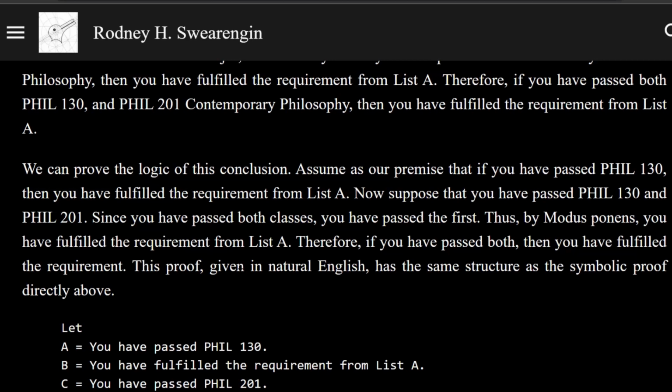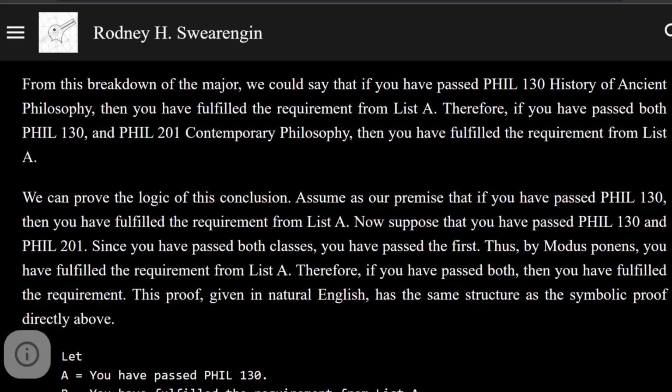And now suppose that you have passed Philosophy 130 and Philosophy 201. Since you have passed both classes, you have passed the first, right? Thus, by modus ponens, you have fulfilled the requirement for list A. Therefore, if you have passed both classes, then you have fulfilled the requirement. And that kind of lays things out a little more clearly and gives a proof of this inference from one premise directly to the conclusion. It fills in some of those logical gaps and hopefully would be convincing to your audience.